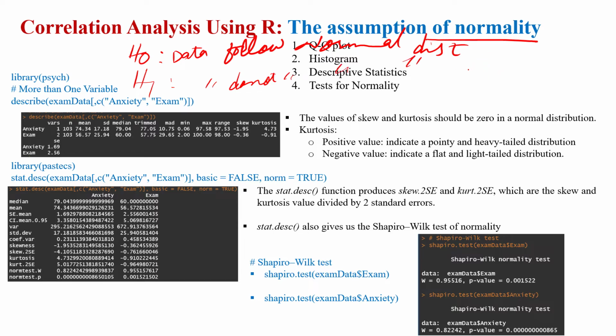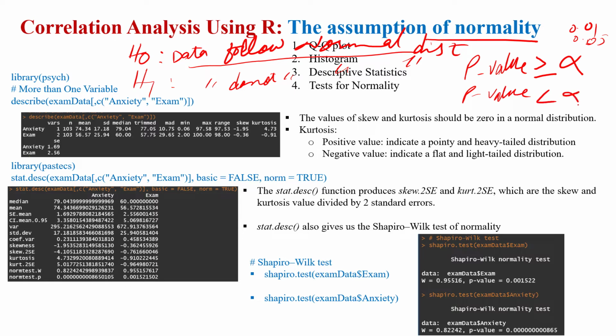The rule is, whether you are going to apply Shapiro-Wilk or any other normality test such as the Anderson-Darling test, if the p-value is greater than your pre-decided alpha, such as 0.01, which means 1%, or 5%, we will accept H0. Accepting H0 means that the data do follow the normal distribution. If the p-value is less than alpha, then we will say the data do not follow the normal distribution.